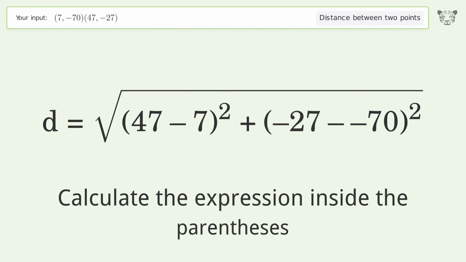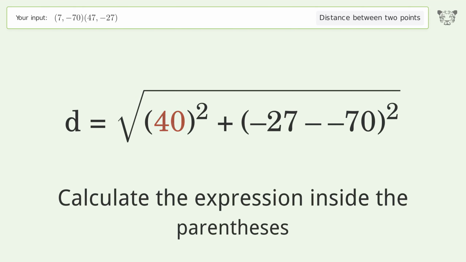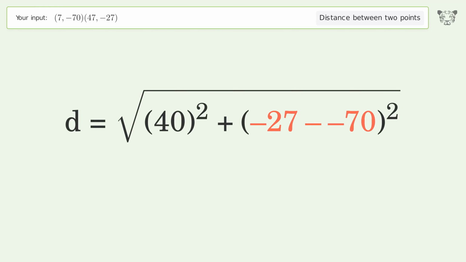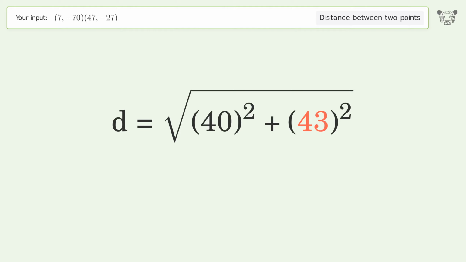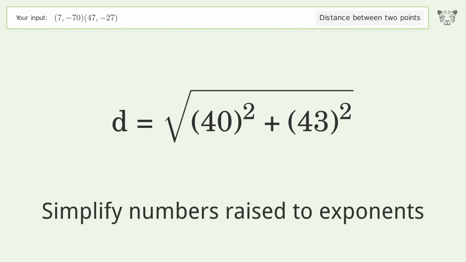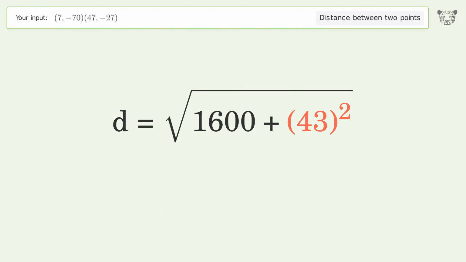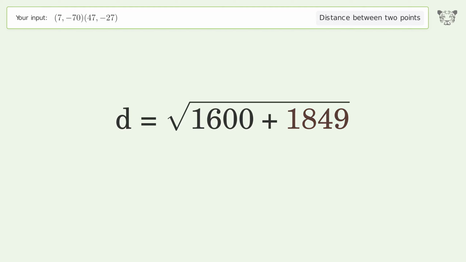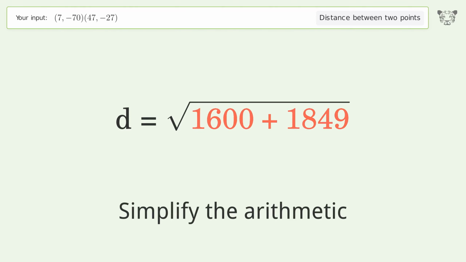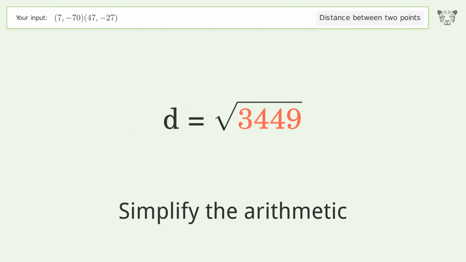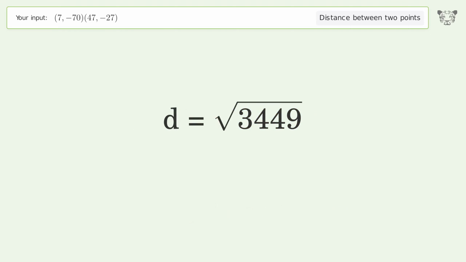Calculate the expression inside the parentheses. Simplify numbers raised to exponents. Simplify the arithmetic. And so the distance between the 2 points is the square root of 3,449, or 58.728.